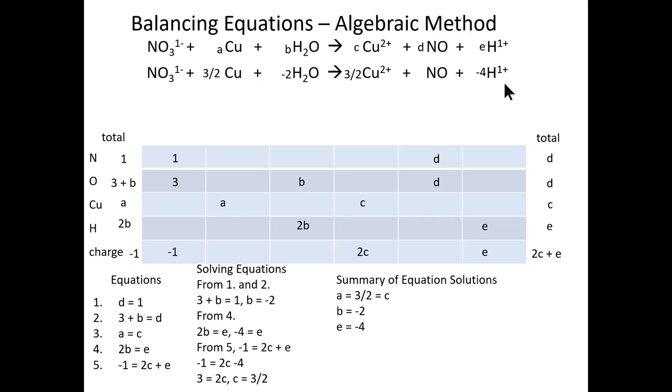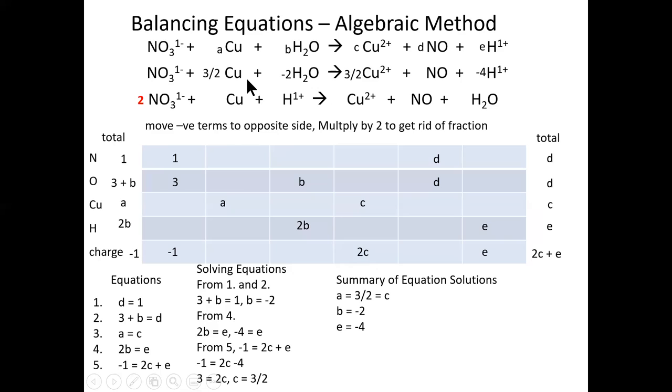And now we have an equation, except here's the problem. We have negative quantities, so what do we do? We have to switch sides. So we're going to move the negative terms to the opposite side. So we move our waters to the right, our hydrogens to the left. And that's what I've done. I put my coefficients in here. And now we have a fraction in the equation.